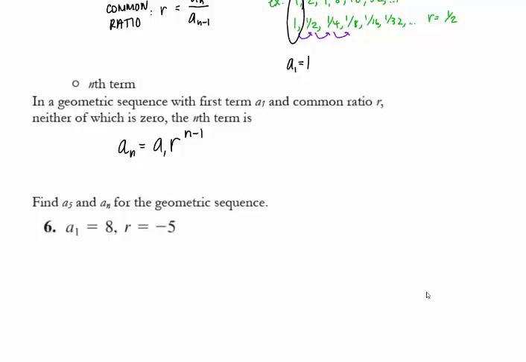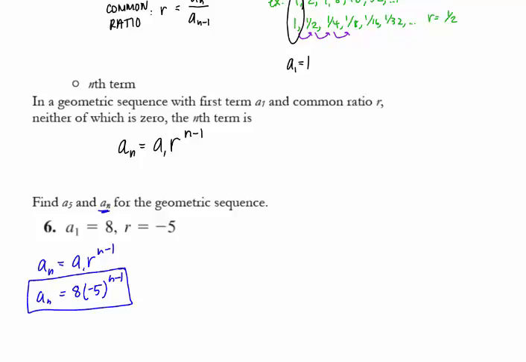When we're given a1 and r, we can make a formula for the nth term of the geometric sequence. an is a1 times r to the n minus 1. If we know a1 is 8, we have 8 times r, but r is negative 5, to the n minus 1. So this formula here generates the nth term of the geometric sequence. That means we don't have to write out 19 terms to get to the 20th term. We can just jump right there.